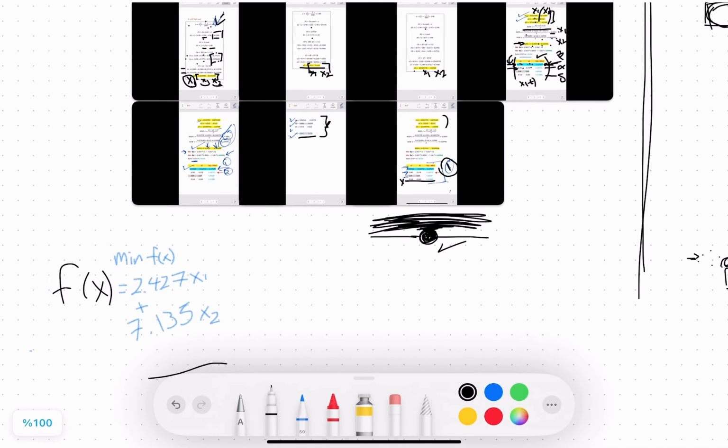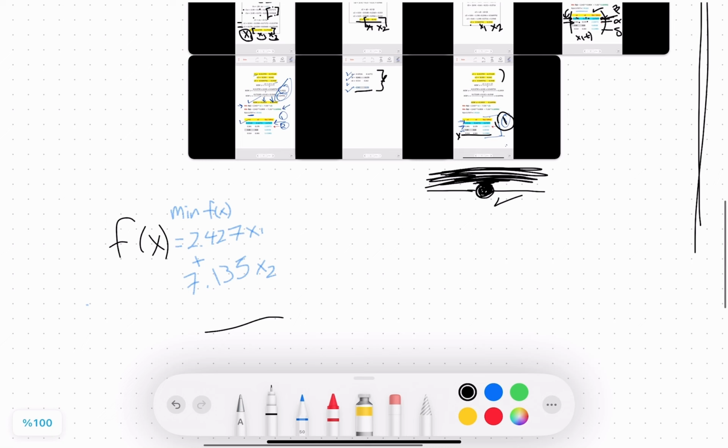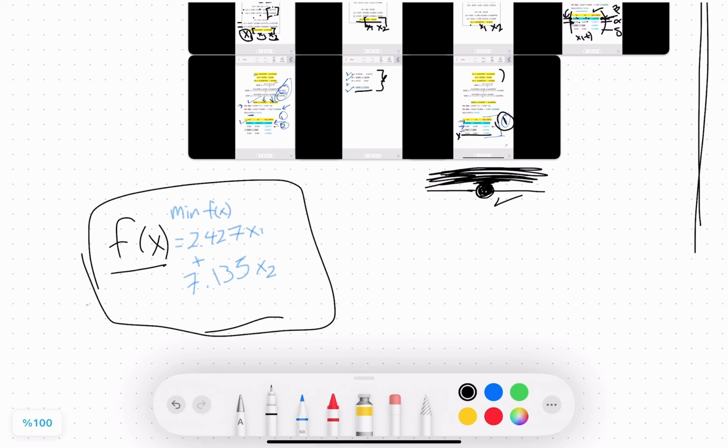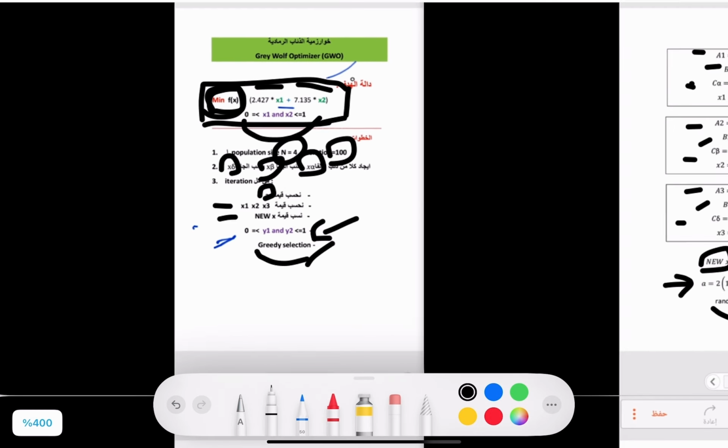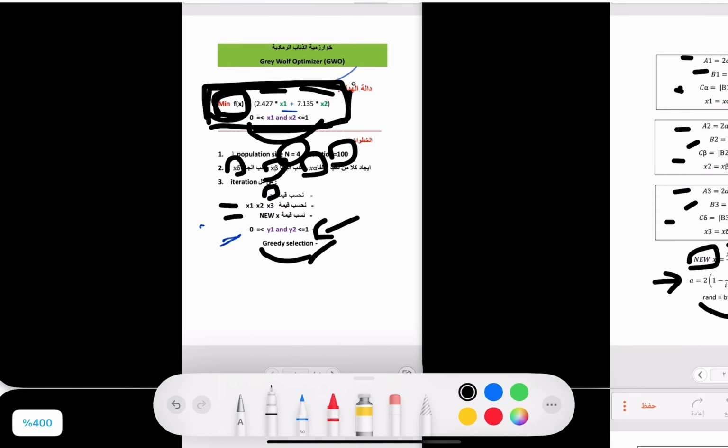So we have an equation that we need to minimize. The equation is f of x, which is equal to y. It's going to be just whatever random equation we choose. We chose 2.427x1 plus 7.135x2. So coming into the question, we need to minimize that equation. The best solution for that equation will give us the lowest value, and that would be the minimal value.